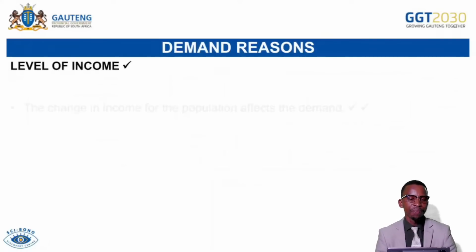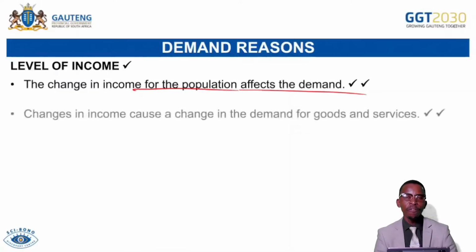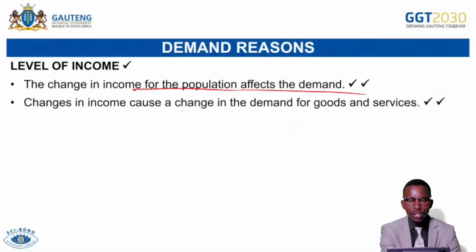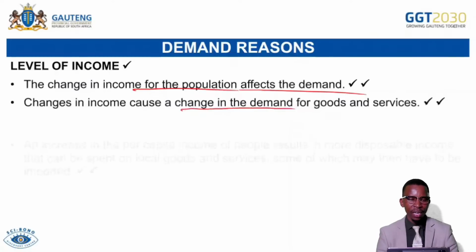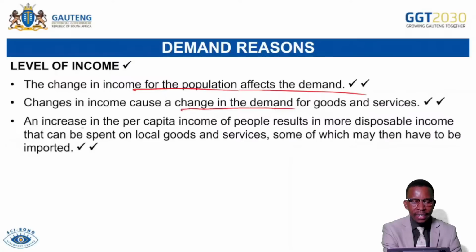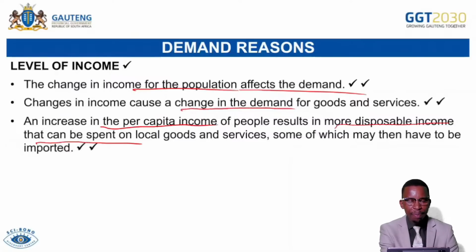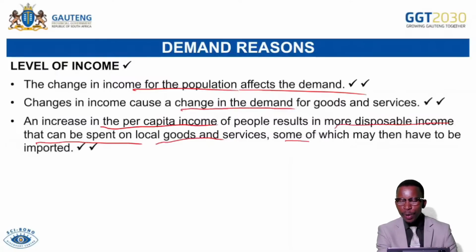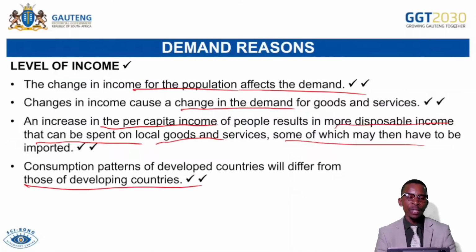And then income level. The change in income for the population increases the demand. We know that if we have more income, we demand more. Changes in income cause change in demand for goods and services. We know that as income increases, that can lead to a high level of income per capita and more demand for goods and services. An increase in income per capita results in more disposable income, and that can be spent on local goods and services, some of which may then be imported if they are not available locally. Consumption patterns of developed countries will differ from those of developing countries based on the level of income.